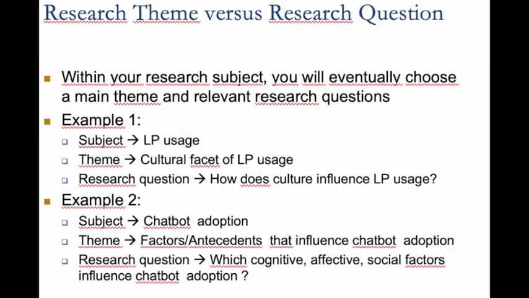Finally, from the research topic, what's the research question? So within your research topic, you will eventually choose a main theme and relevant sub-research questions. For example, from the subject loyalty program usage, you come to the theme cultural facets of loyalty program usage, and the research question, how does culture influence the loyalty program usage? Or another example, from the subject chatbot adoption, you come to the theme factors and antecedents that influence chatbot adoption, and your research question would be which cognitive, affective, and social factors influence chatbot adoption.